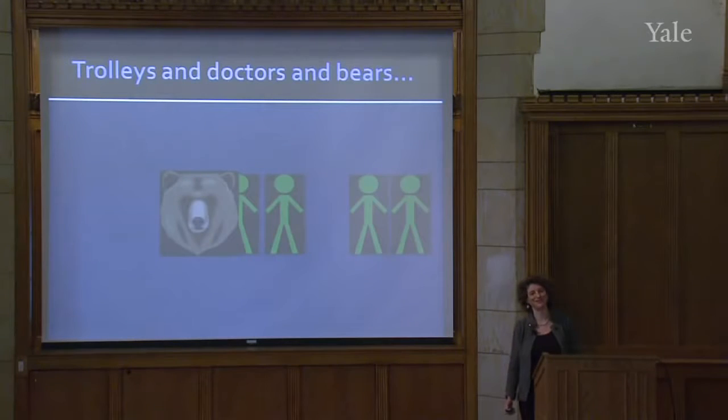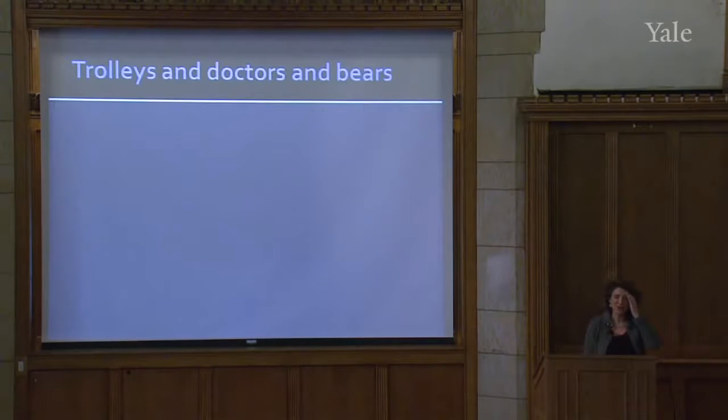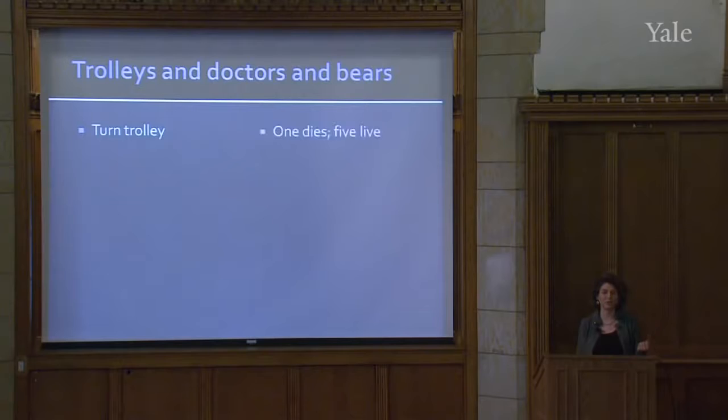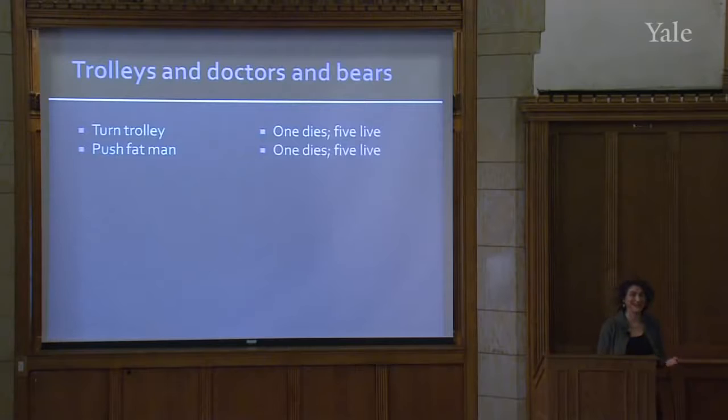Very different distribution of hands. Okay, what's going on here? In the original switch case where we turn the trolley, 1 person's going to die if we turn the trolley and 5 are going to live. In the push the fat man case, if we push the fat man, 1 person's going to die and 5 people are going to live.